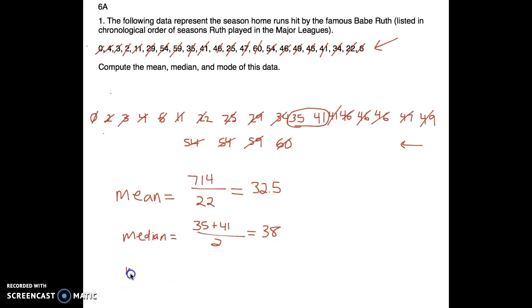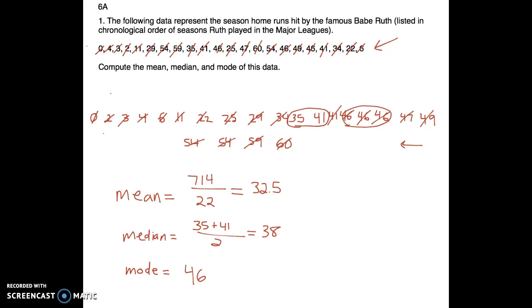And then for the mode, that's the number that occurs the most often. And on this one, it is possible to have more than one answer. And it's also possible to say that there's no mode. So if every single number only occurs one time, the answer would be none. On this one, 46 is the number that occurs the most. So the answer would be 46. Okay, so that's number one.